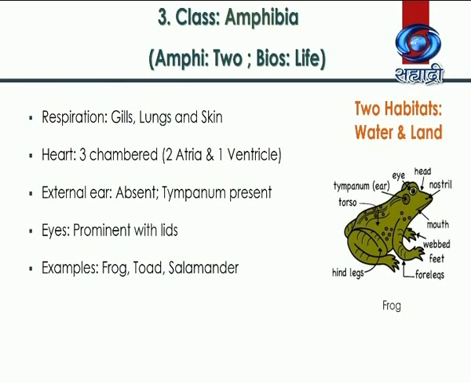Here, heart is three-chambered. That means two atria and one ventricle is present. Here, external ear is absent. Tympanum represents the ear. Eyes are prominent with lids. Examples are frog, toad, and salamander.